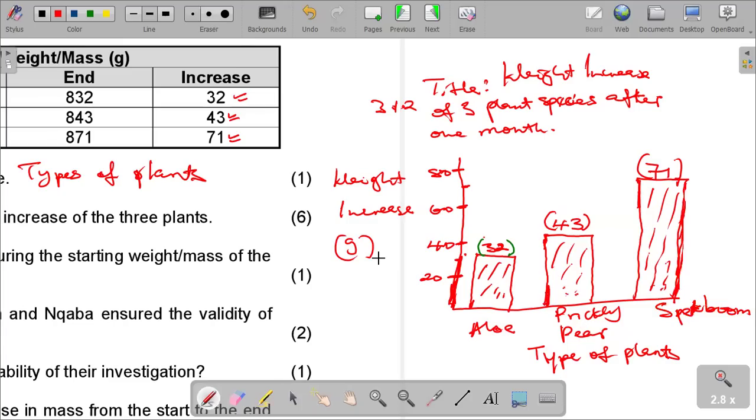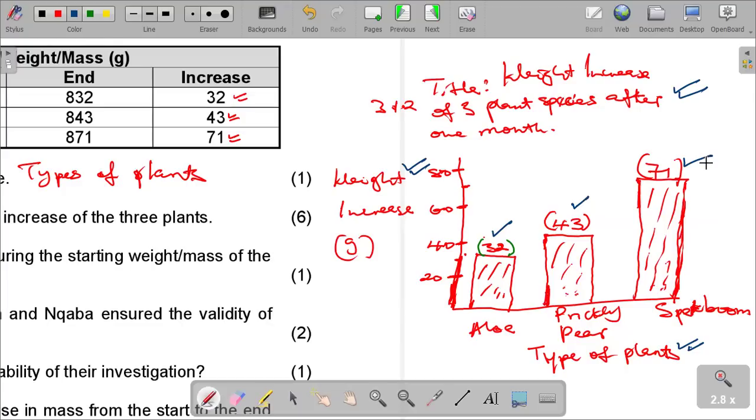You can see that the title is there. I have the title here. It is the weight increase of 3 plant species after 1 month. That is my title. And then this is my weight increase in grams, which on the vertical scale is labeled, is correct, and then the type of plants on the horizontal axis is there. Each bar is given its measurement: 32 grams, it is correct, 43, it is correct, 71, it is correct, which is shown there.